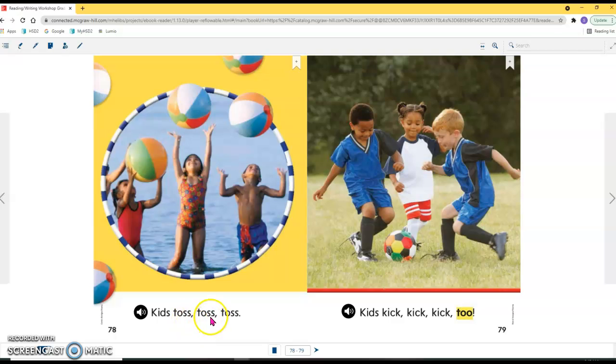My turn. Kids toss, toss, toss. Your turn. Think, read. Wonderful job. My turn. Kids kick, kick, kick, too. Your turn. Read. Great job.